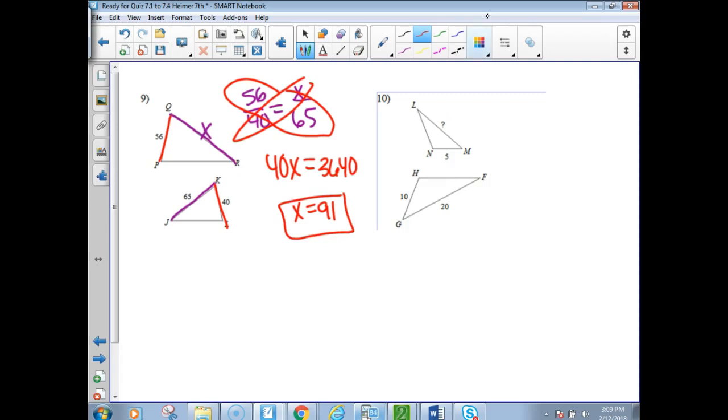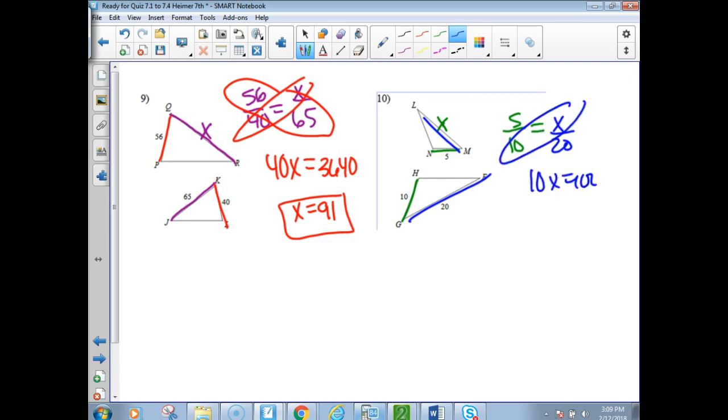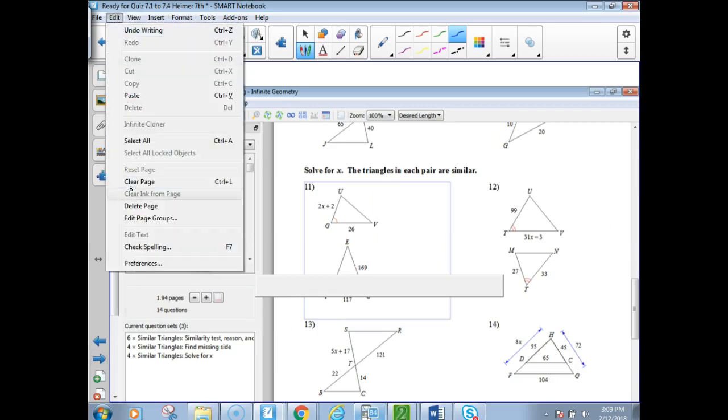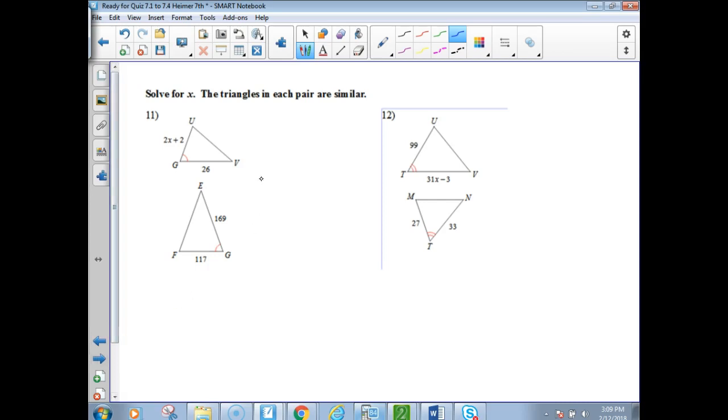All right, 10. Who wants to tell me what to do for number 10, please? Kylie. 5 over 10, short to short, good. Equals x over 20, good, long to long. And again, you guys, if you started with the x, you just have these fractions flopped. 10x equals 100, x is 10. I keep trying to get rid of this page, and it just haunts me. There, I think it got left off now.